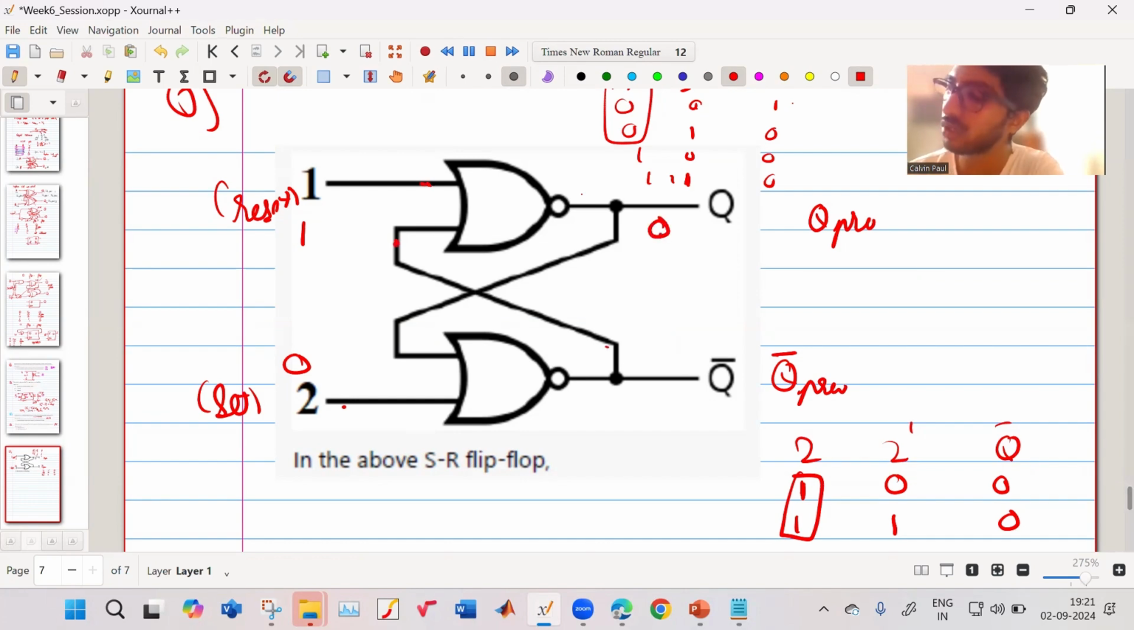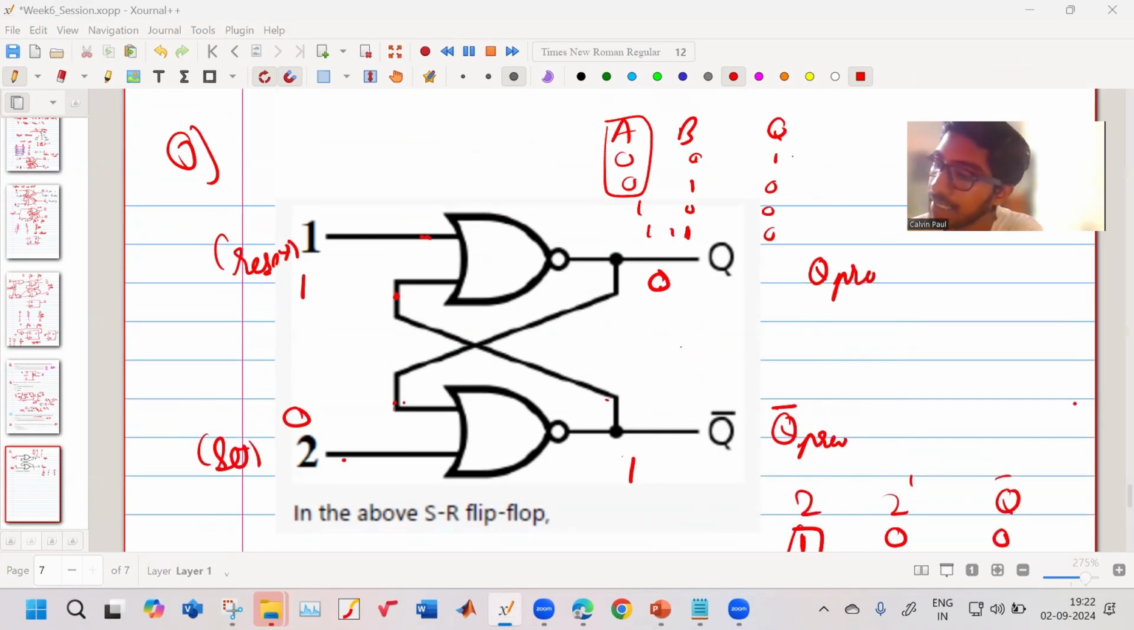Now this is 0, and it comes here. So 0 NOR 0 is how much? 1. So this has to be 1. Now this 1 comes over. I hope it is clear. So if my set is 0 and my reset is 1, then this will become 0 or 1. So this is the truth table. Effectively, what do we get in the truth table?